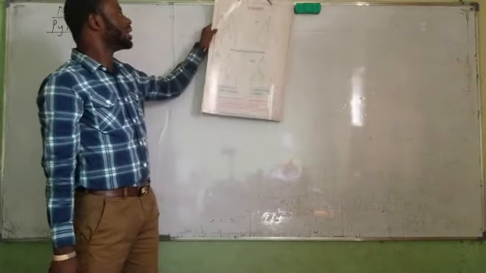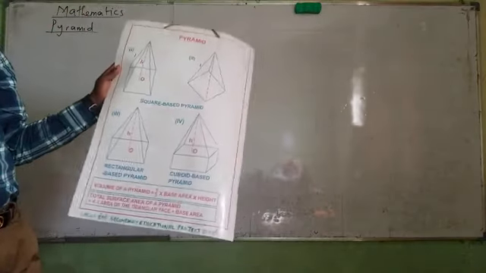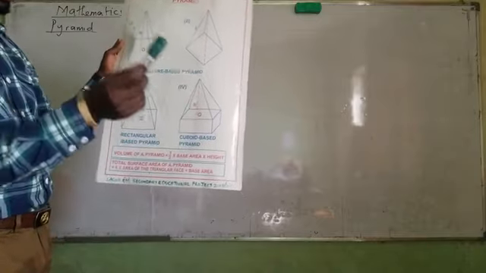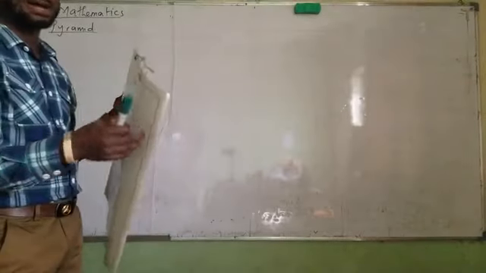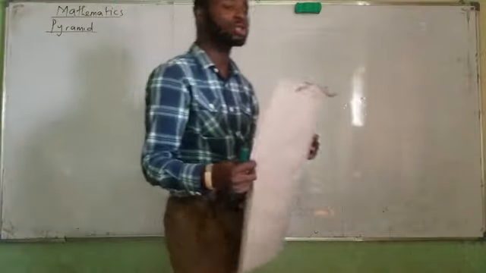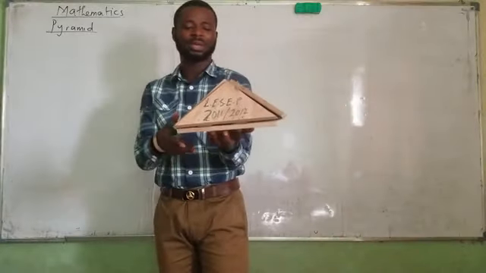Now, let me show what I mean by a pyramid. Can you see what is called a pyramid? Square base, rectangular base, and cuboid base. If there are more than this, it depends on what you are asked to work on. Now, this is a very good example of a rectangular base pyramid.